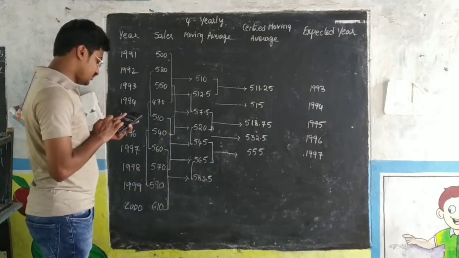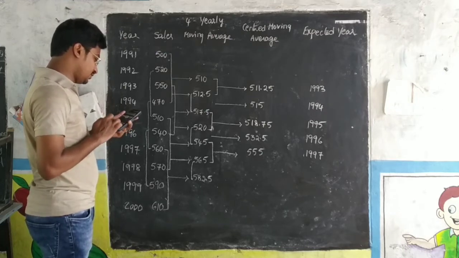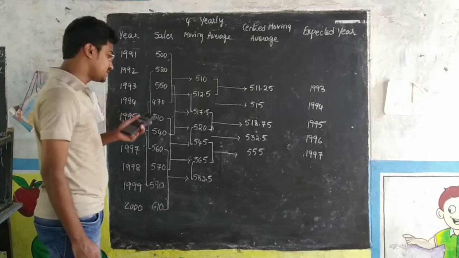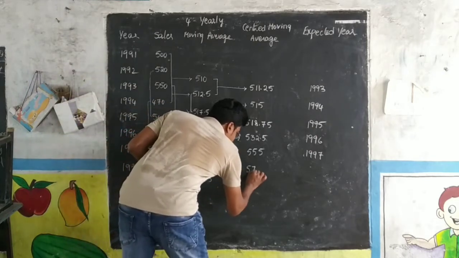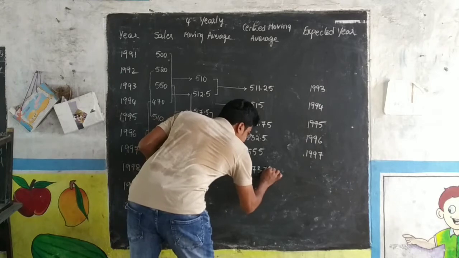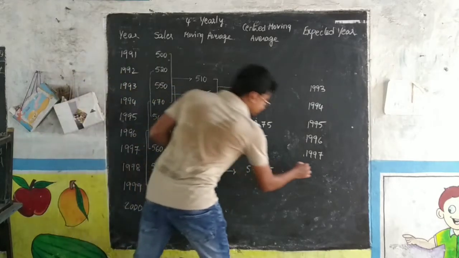565 plus 582.5 divided by 2 is 573.75. Expected year is 1998.